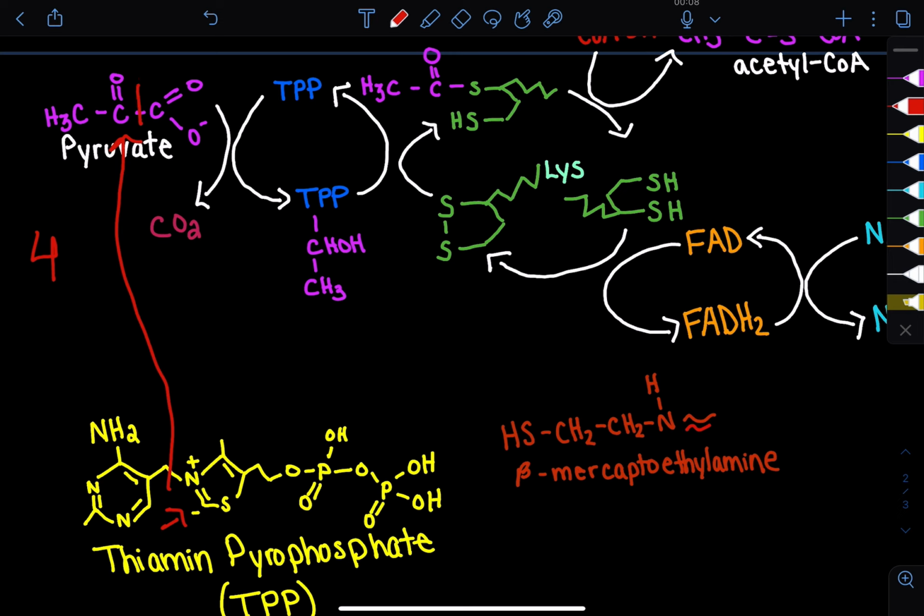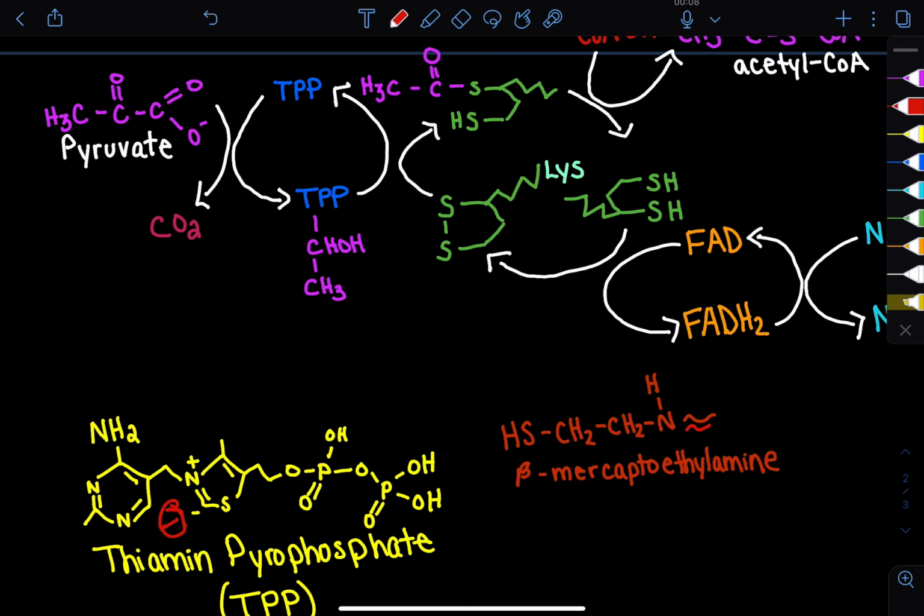So when that's lost, TPP is able to form a bond with pyruvate, and as a result, we get this structure. We get TPP bound to what's left of pyruvate, and we're going to refer to this as the acetyl group. So the acetyl group remains, and it binds to TPP. Specifically, it's binding to this negative carbanion right over here.